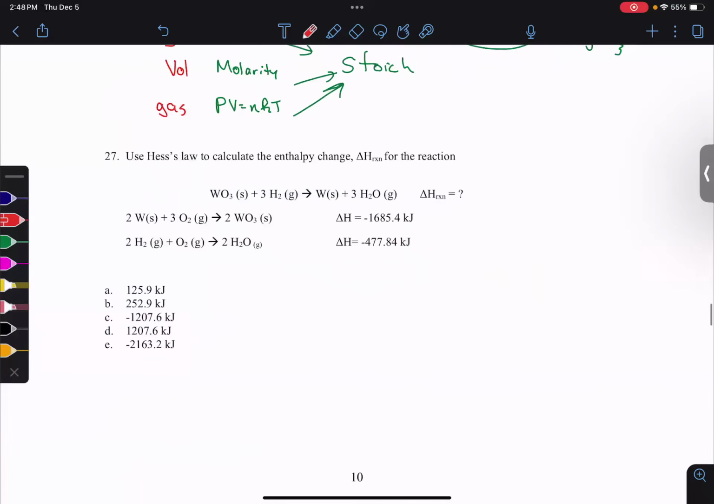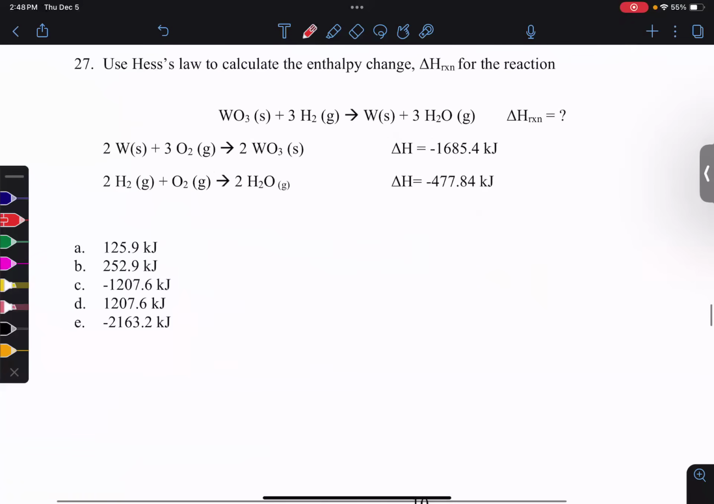All right, 27. Oh my gosh, okay, we got 12 minutes. Hess's law. This is just adding or flipping reactions to get a target reaction.